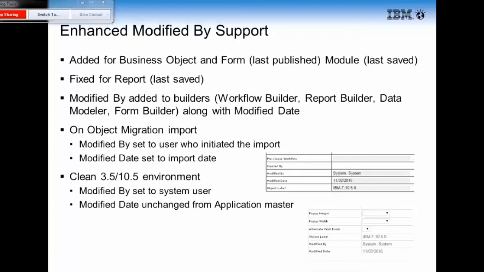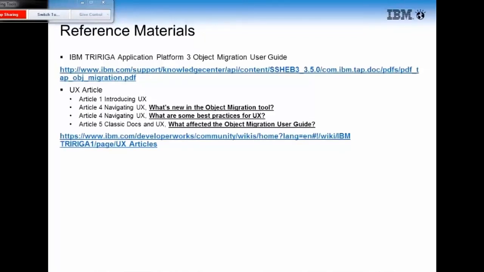Those were the changes that were made for 3.5 for object migration. The object migration user guide has been updated to reflect this. There's also a few UX articles that have been updated and should be taken a look at, including Article 1, which gives you an overview of the UX framework. Article 4, which includes changes for object migration and the best practices for UX. And Article 5, which includes the changes that were made because of UX.